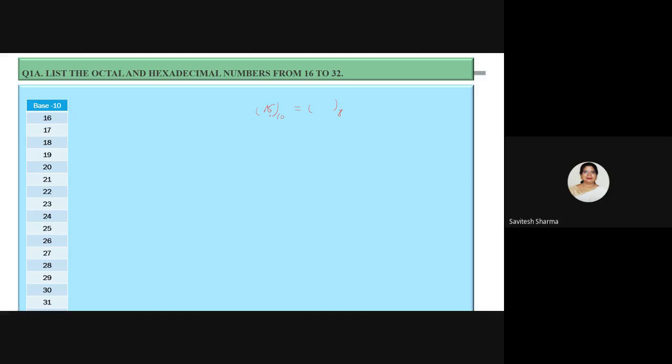I will write the binary equivalent of 16 first. So this is my binary equivalent. Then I will convert this binary equivalent by making groups of 3 bits. So here only 5 bits are there, so I will add one more, and then I will write the decimal equivalent of each 3 bits. So this is 2 and this is 0. So you see that the first number I found, 16, is equivalent to 20. So your first number is 20.